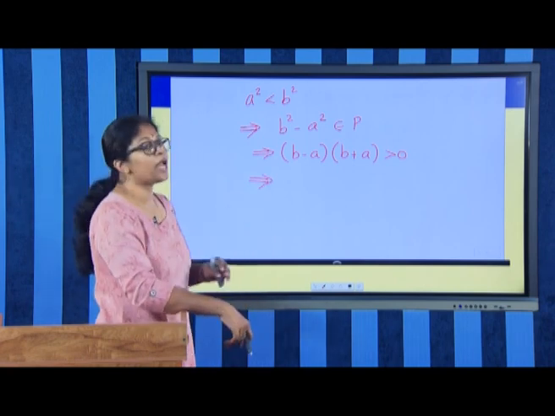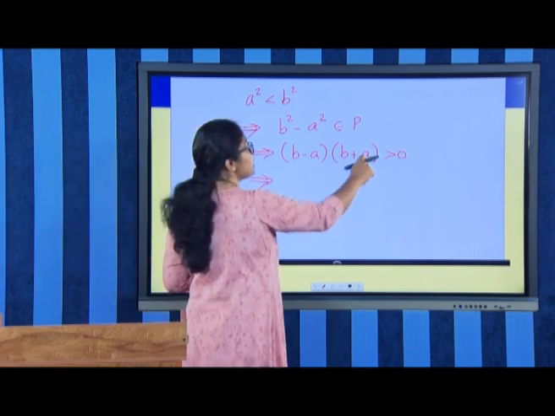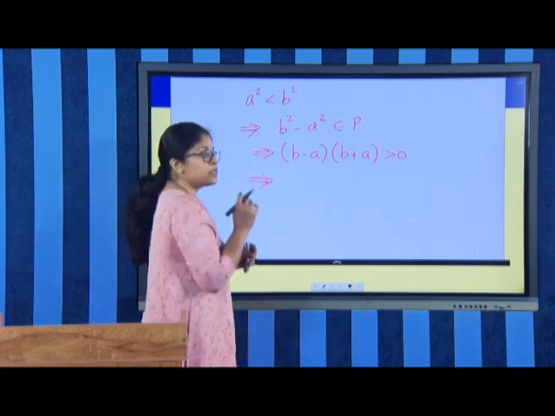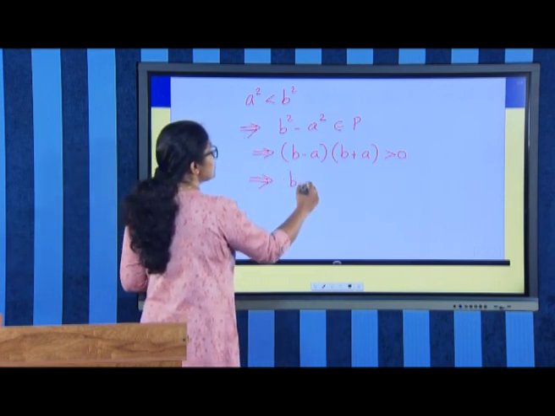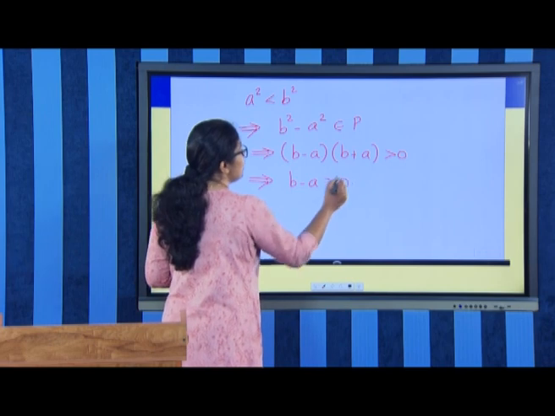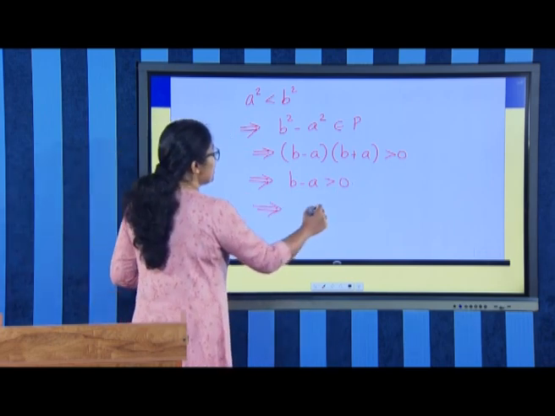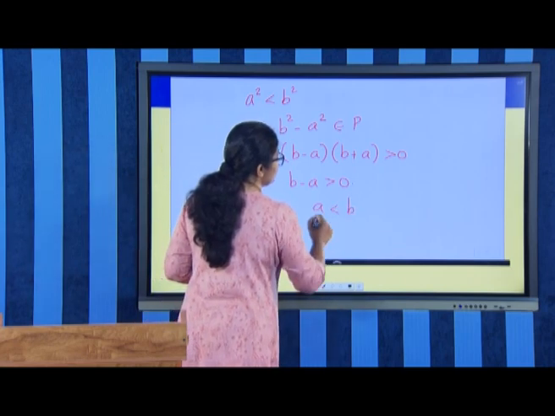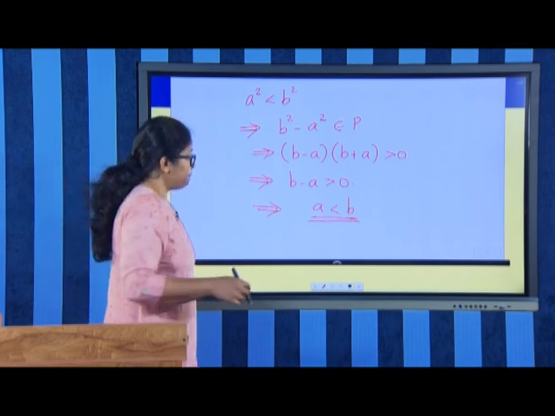But here we cannot have both to be negative. Why? Because we are given A is greater than 0 and B is greater than 0. So, this part will definitely be positive. So, this surely indicates that B minus A is greater than 0. So, what does that imply? A is less than B. So, we have proved the if and only if condition.